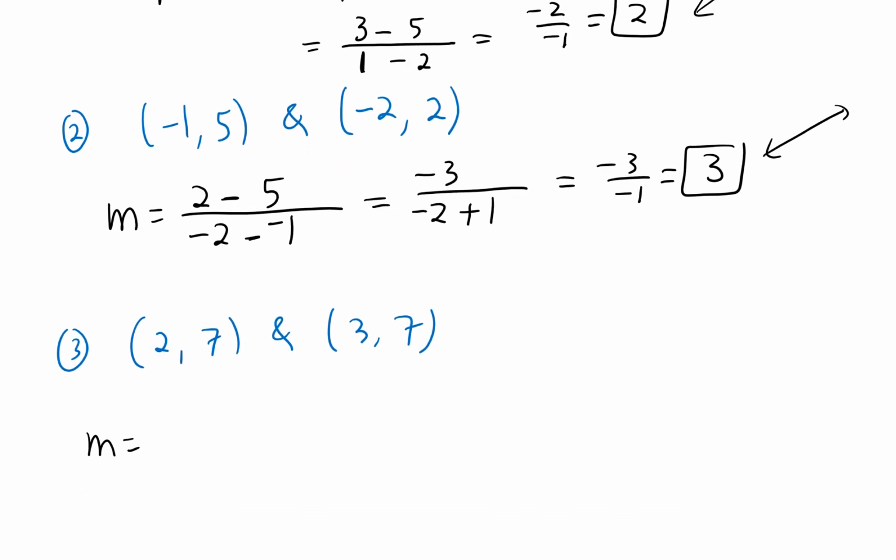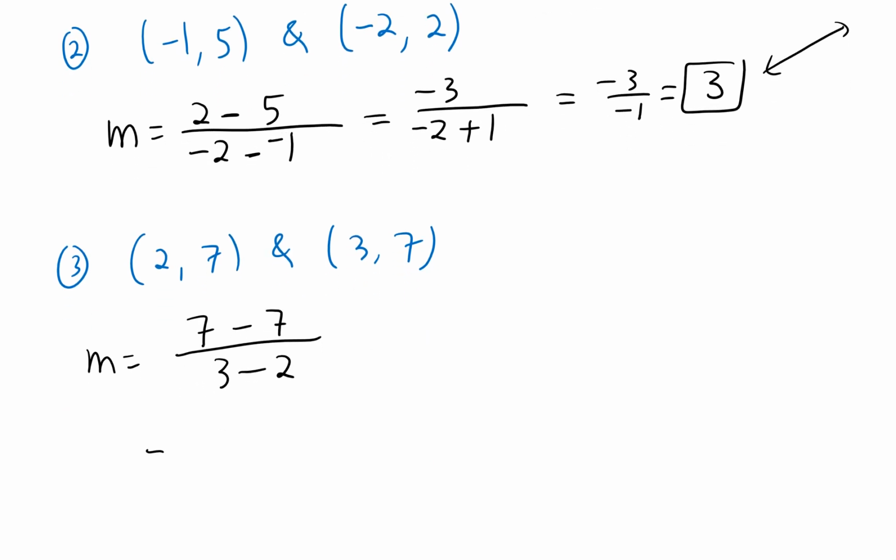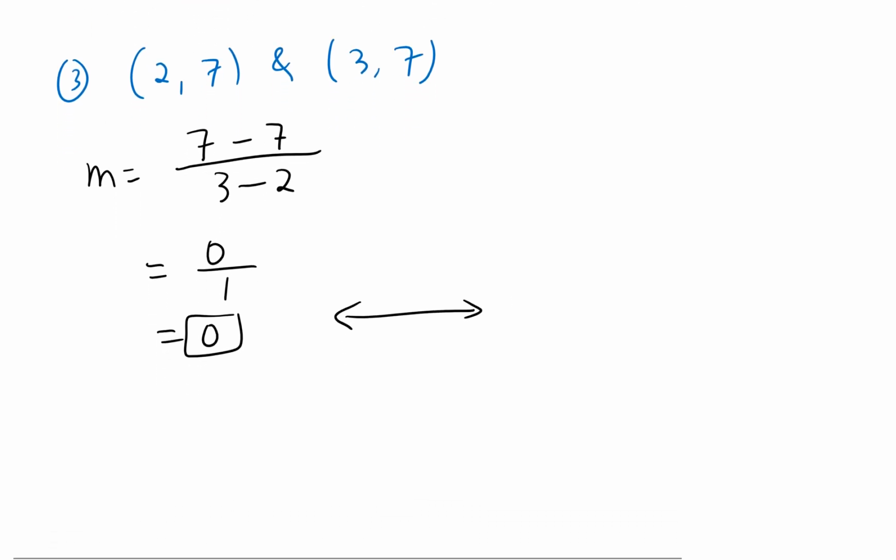For this one, y2 minus y1 over x2 minus x1. That gives us 0 over 1, which is 0. So 0 over a number is going to be 0. And 0 tells me it's a horizontal straight line, like this. A horizontal line has zero slope, neither going up nor down.